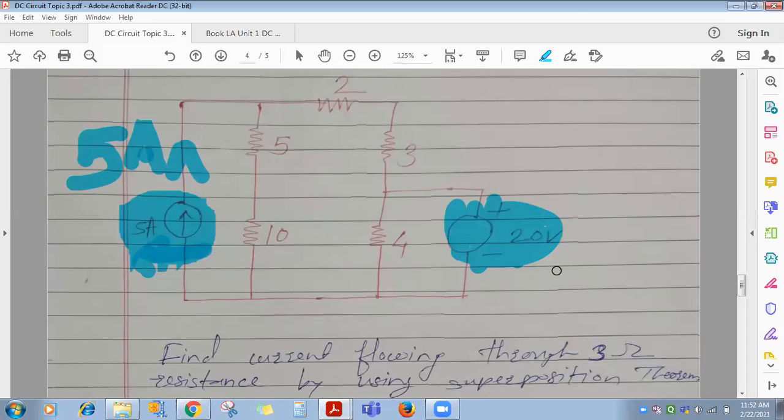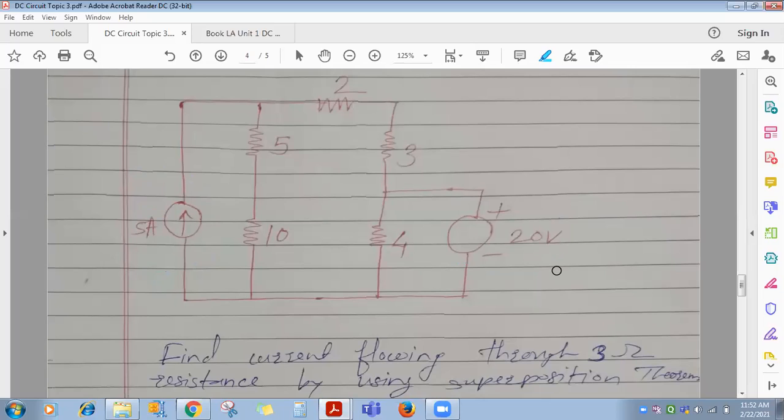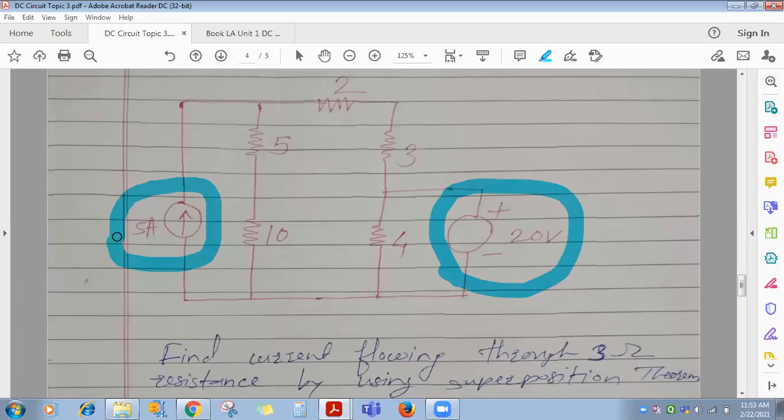2 sources are there. Both can be current, both can be voltage, or one current and one voltage. Minimum 2 sources must be there, then only you can apply the superposition theorem. With 2 or more than 2 sources, you can apply it. So here 2 sources are there. One is the 20 volt voltage source, another is the 5 ampere current source. So you can apply the superposition theorem here.